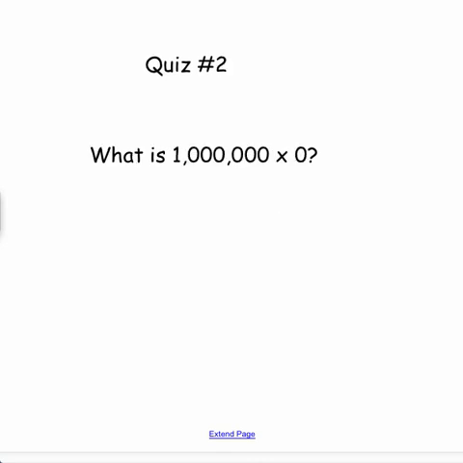Quiz question number 2. What is 1 million times 0? This question uses the 0 shortcut. Quiz question number 3. What is 99 times 1? This uses our 1 shortcut. And your final quiz question for today is quiz question number 4. What is 5 times 10?